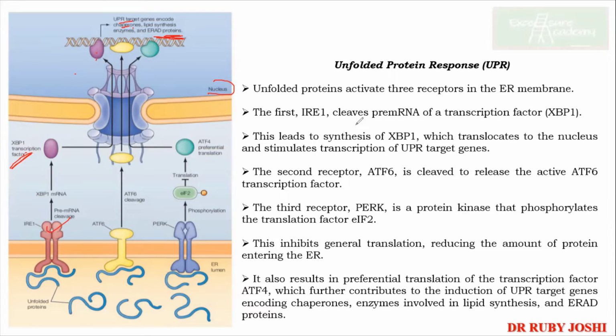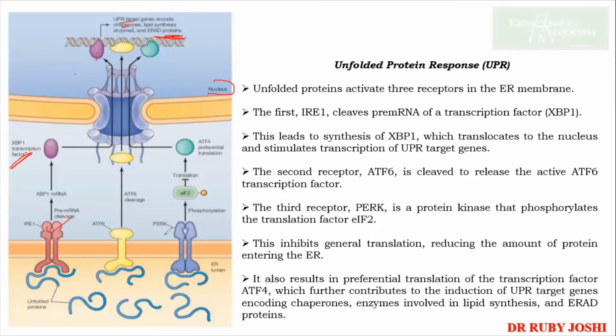In the same way, PERK, when it gets phosphorylated, inhibits the translation. When it inhibits the translation, this ATF4 goes and binds, and again it helps in encoding the genes for chaperones, lipid synthesis, and enzymes. Again, in the same way, ATF6 undergoes cleavage, and then again it goes and encodes the target genes and the chaperones needed for the folding of proteins.